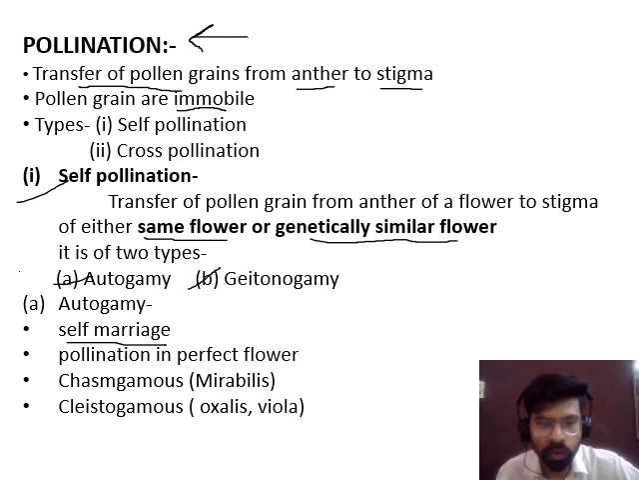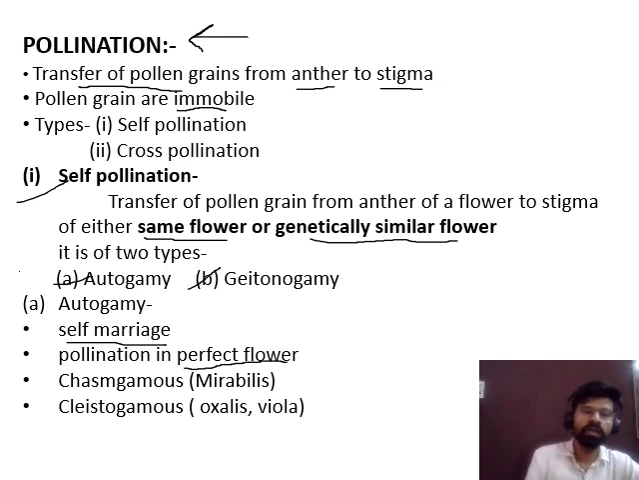Got it? So autogamy is preferred in perfect flowers. In the first lecture of this chapter 2, we studied perfect flowers. Perfect flowers are those which contain all the essential parts, meaning sepals, petals, androecium and gynoecium. So if the flower contains both androecium and gynoecium, it has the capacity for self-pollination, the autogamy process.